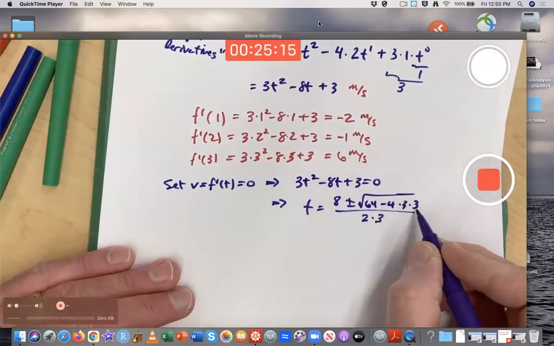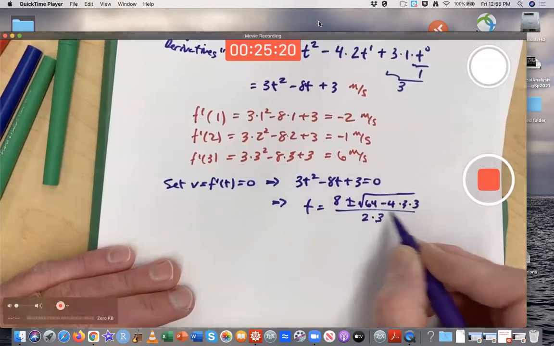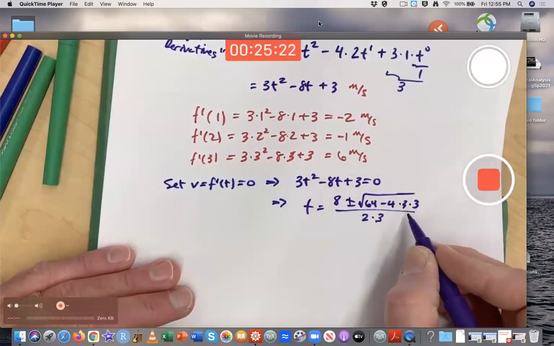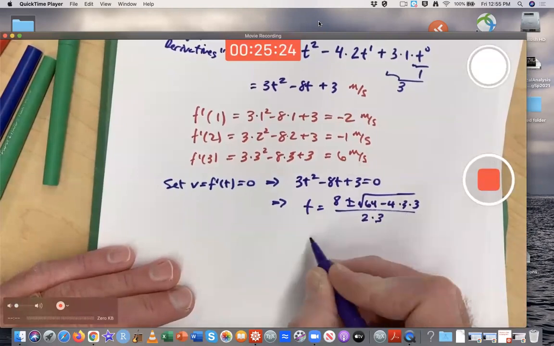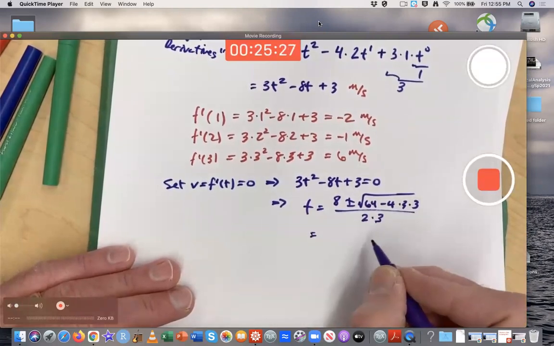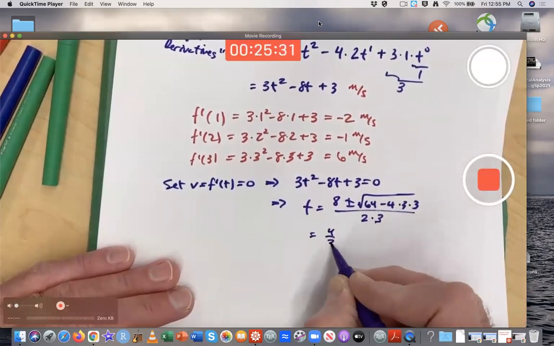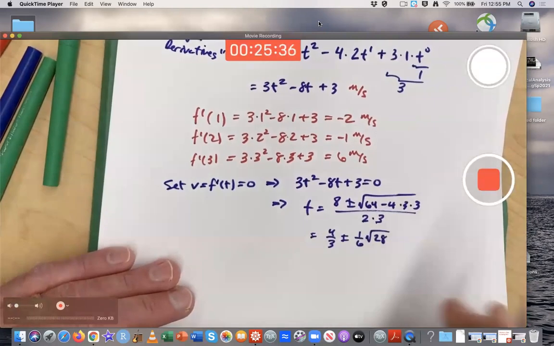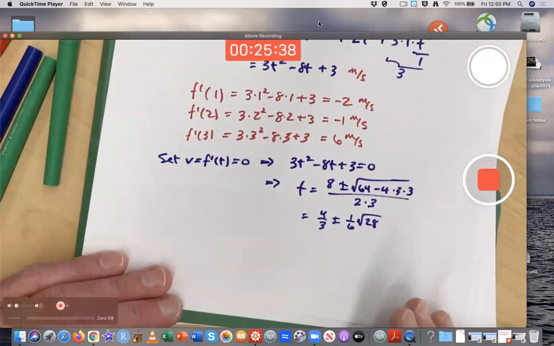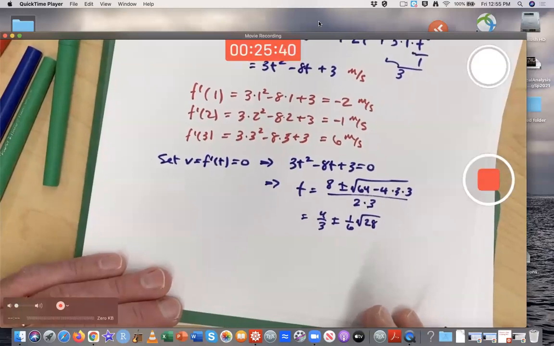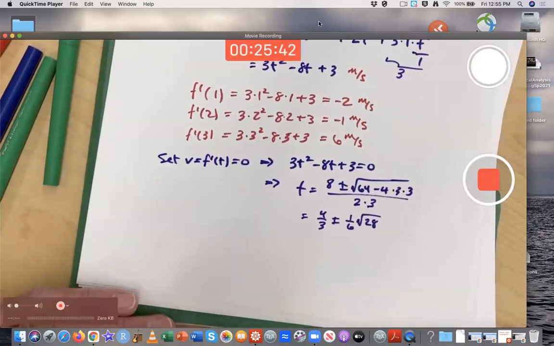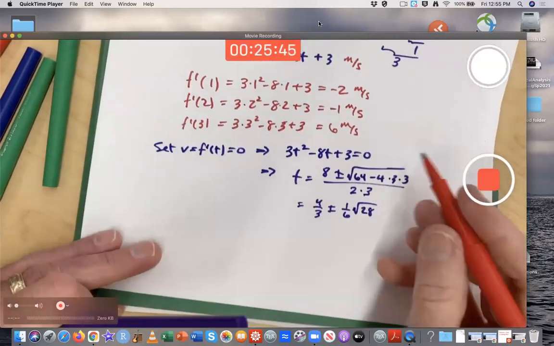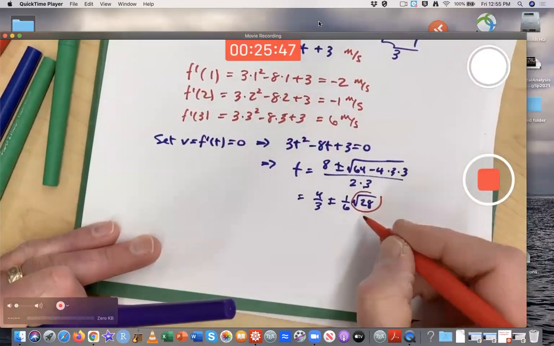4 times 3 times 3 is what, 36. 64 minus 36 is 28. Do a little simplification. 8 over 6 is 4/3. We're going to get 4/3 plus or minus 1/6 square root of 28, it looks like. Yeah, 28 is not a perfect square. This is going to be an irrational number. This can be simplified a little bit. Do you have to simplify it? No, but it's not a bad idea to know how.